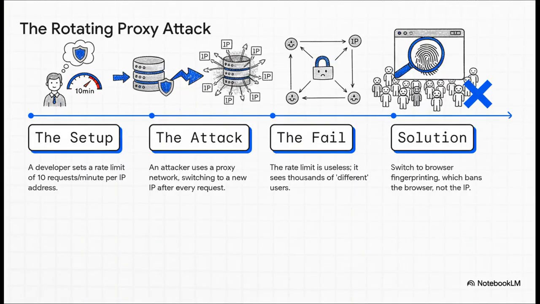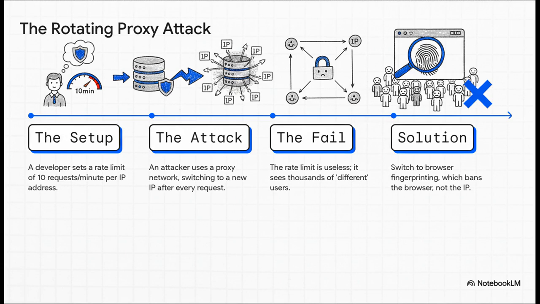So picture this. A developer sets up our speed limit cop, a simple rate limit per IP address. They think they're safe. But the attacker is smart. They use something called a rotating proxy. So every single request they send comes from a brand new IP address. All of a sudden, that rate limit is totally useless. The server just sees thousands of different people making one request each.